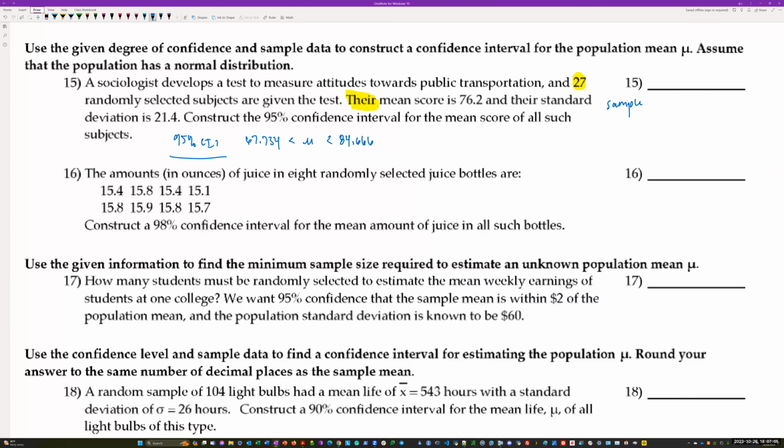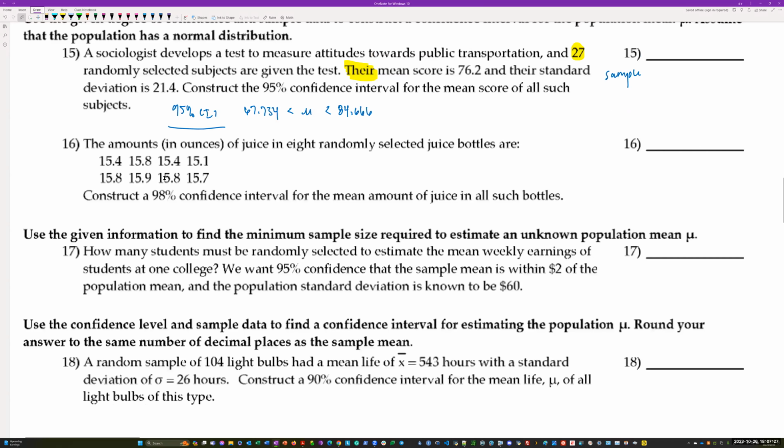Does that make sense? We're using the sample to construct this interval, where we think the mean might fall. 95% of such intervals will contain the true population parameter or mean. Does that make sense? Any questions with that?